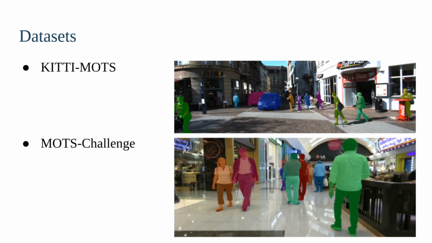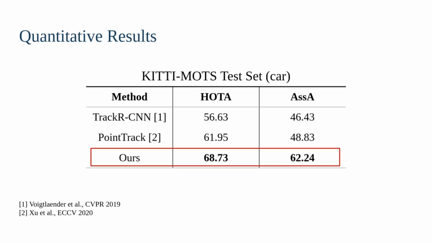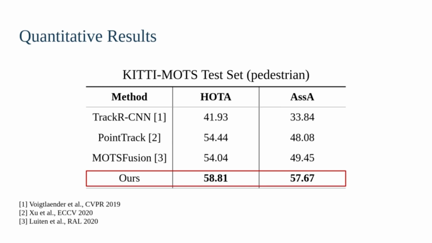Experiments. KITTI-MOTS and MOTSChallenge are the two main datasets we evaluate on. We use the higher order tracking accuracy and association accuracy as our evaluation metrics. Please see the paper for more metrics. On the KITTI-MOTS test set, our assignment space-based method outperforms other methods that don't use depth information for the object category car. For pedestrians, we not only outperform TrackRCNN and PointTrack, we also outperform MOTS Fusion that uses depth information.